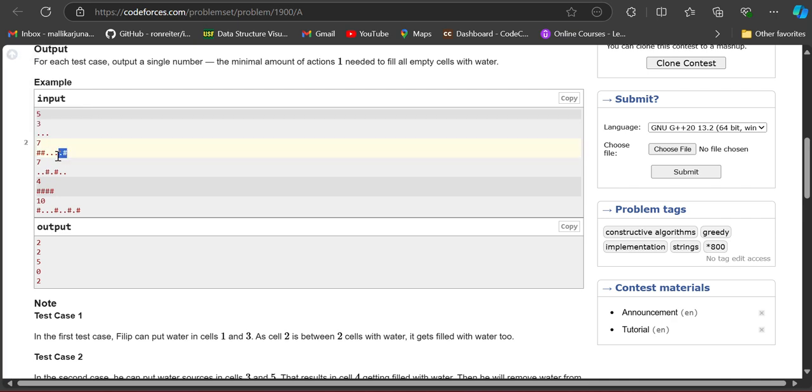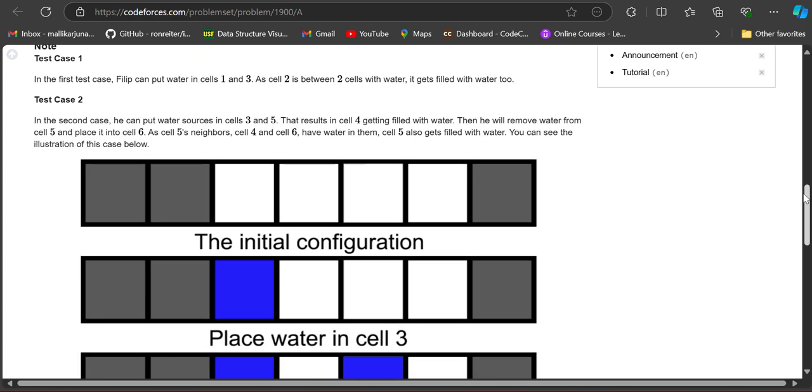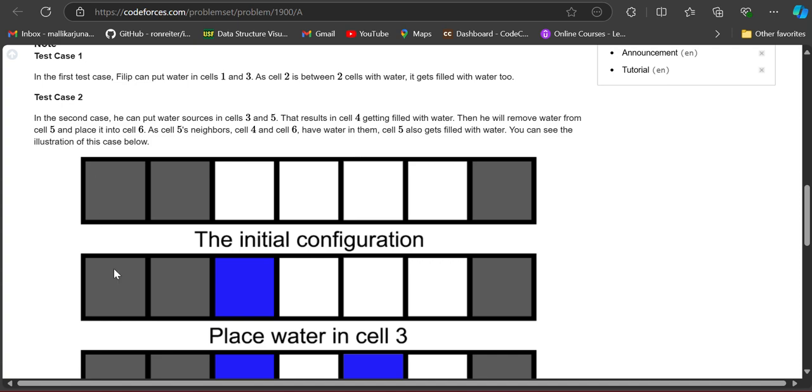Now for the second test case, we have three blocked cells, but it doesn't matter how many blocked cells we have. It only matters how many empty cells we have. We have four empty cells, but the answer is two. Guess why the answer is two? We already have the diagram in the question. This represents a hash, dots and hash. These three show the blocked cells and these white cells show the empty cells.